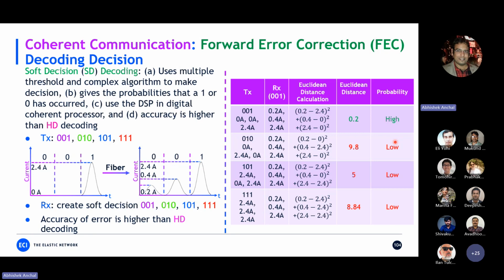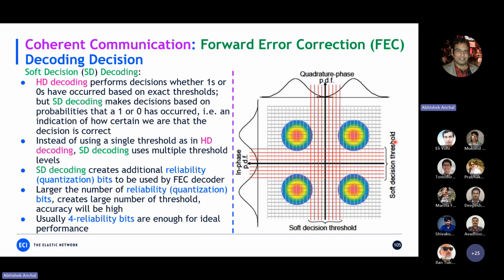So accuracy is higher, but it has multiple threshold levels. So we need to perform multiple threshold levels. And how can we create multiple threshold levels? The FEC must know what threshold level was used during the decision decoding.